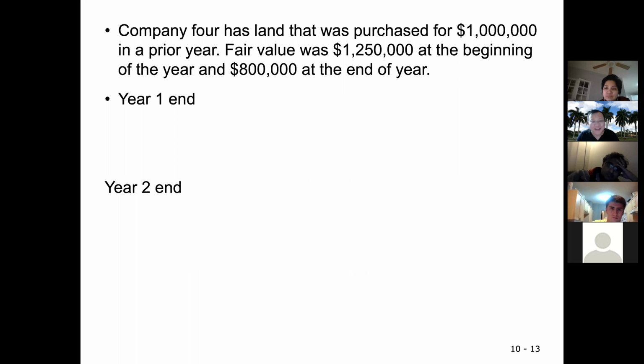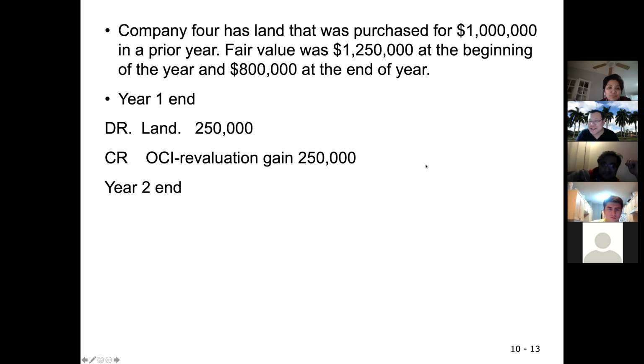So you debit land 250, and you credit OCI revaluation gain. What about the year 2 end? Now it's 800.